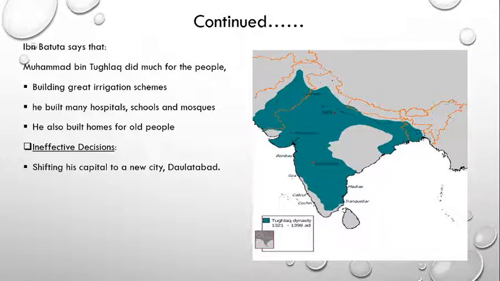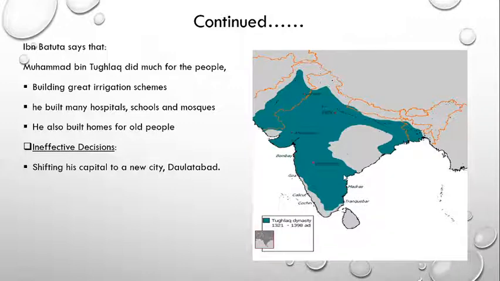Why? Because in 1327, when Tughlaq passed an order to move his capital from Delhi to Daulatabad, there were 3 reasons for taking this decision. Number 1, he thought it would help him to establish a good control over this fertile region of Daulatabad. Here is Daulatabad. Daulatabad was a fertile land, so Muhammad bin Tughlaq thought that if he could get control over this fertile land, it would help him to make his empire better.